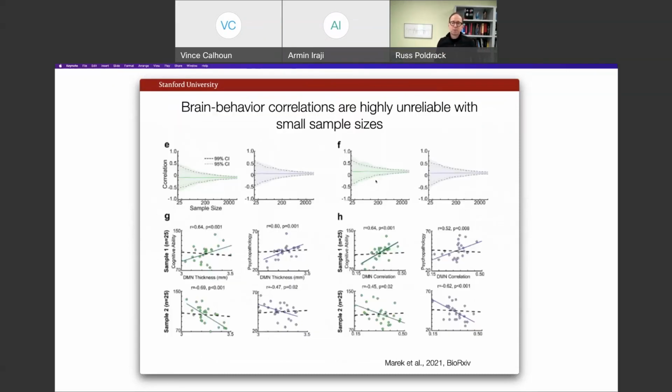We've seen this recently in the paper by Marek et al. on bioRxiv, which looked at this in the ABCD data set and showed that if you take small samples, you can get for the same phenotypes, the same variables, wildly opposite findings simply due to sampling variability. And they show how this changes with sample size. Their analyses suggest that for brain-behavior correlations, you really need samples upwards of 2,000 in order to reach that point of stability.